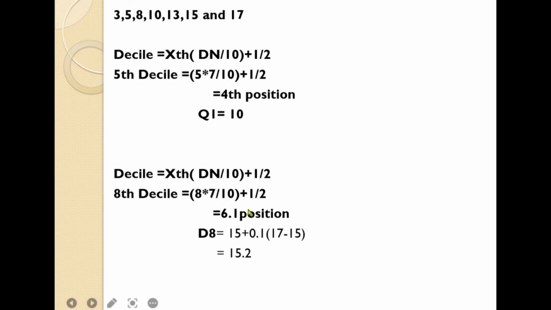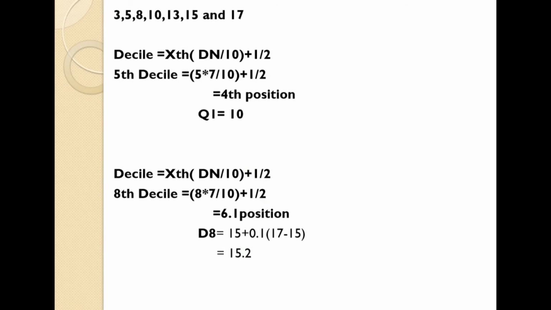The remainder of this positioning is 0.1. So we find 0.1 of the difference between the next number and the previous one. So 15 plus 0.1 of 17 minus 15. And that is how we came to 15.2. For the interdecile range, it is simply D9 minus D1. So we look for the 9th decile using the same formula, look for the 1st decile using the same formula, that will be n over 10, and we solve and find the difference between the two.